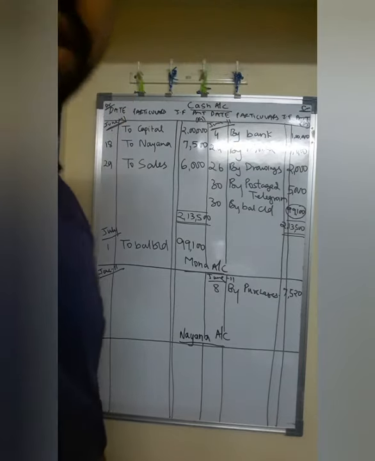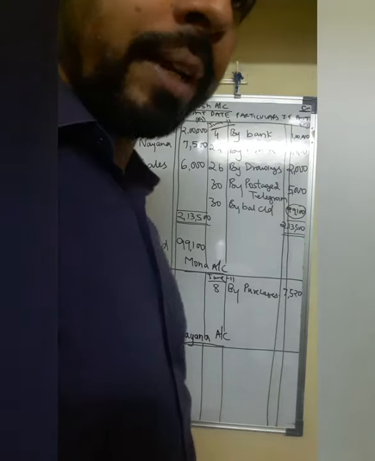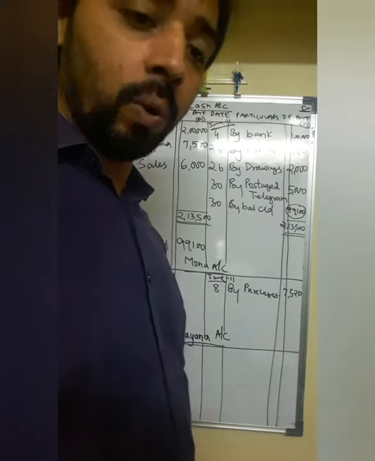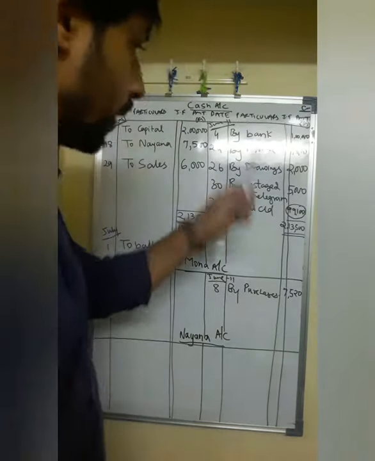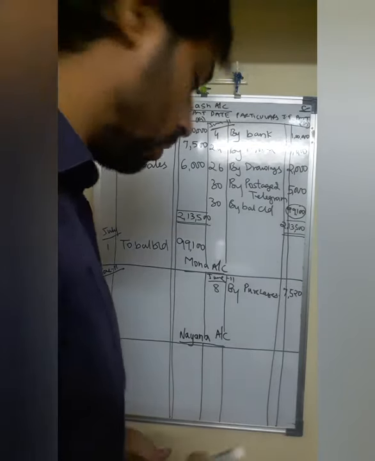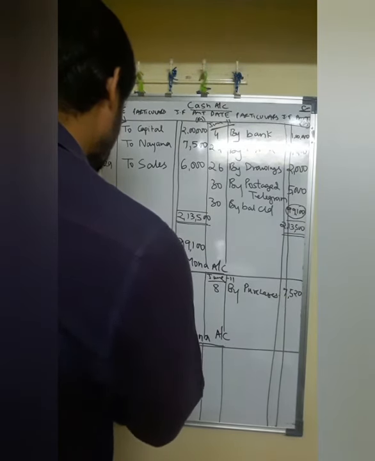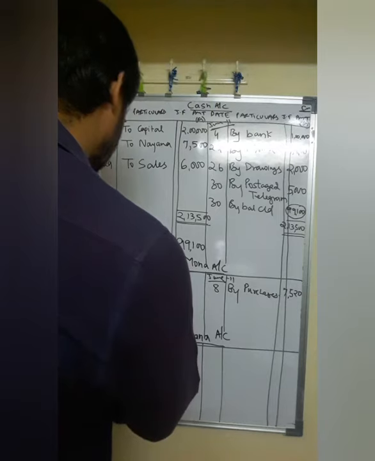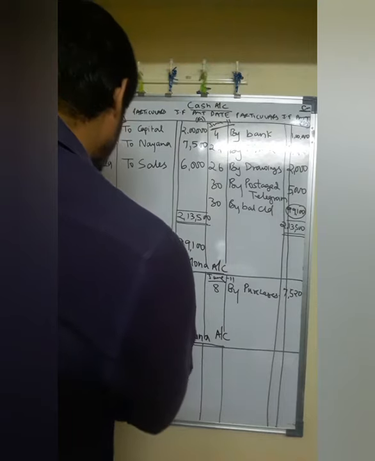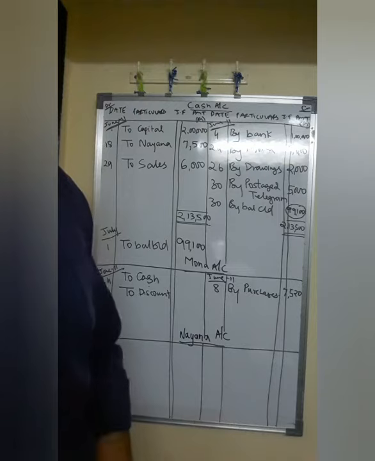Which is the next transaction relating to Mona? Let us just check it out. June 8th we have done. June 12th, I think directly only one transaction is there on 24th. You can see on 24th. What is the transaction given there? Mona account debit to cash to discount. June 24th, Mona account debit to cash to discount.